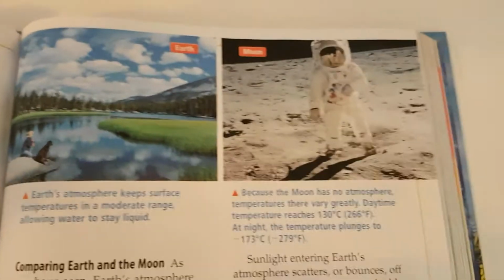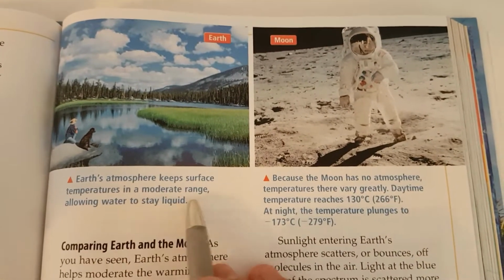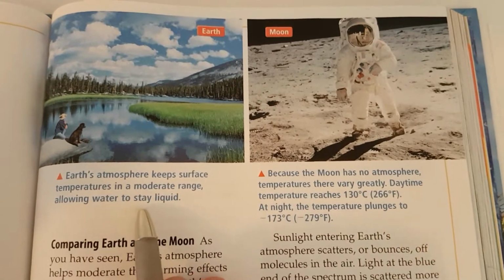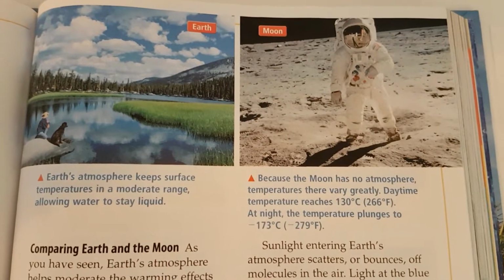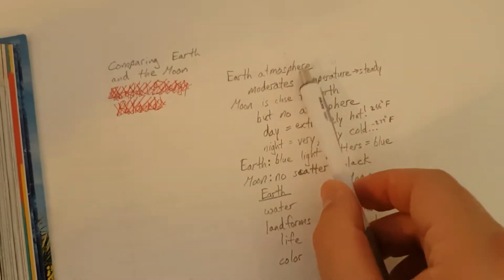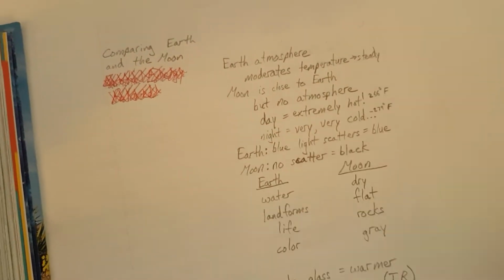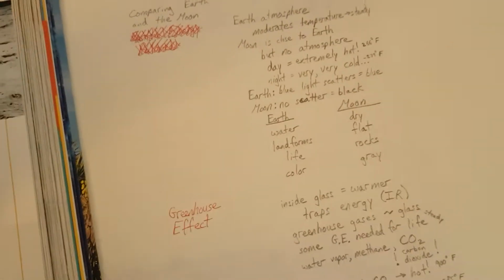Any other information? Earth's atmosphere keeps surface temperatures in a moderate range, allowing water to stay liquid. So, finishing up to compare the Earth and the Moon, the atmosphere moderates things, keeping the temperature steady. That helps there be life and water. Okay, the next page, 198.